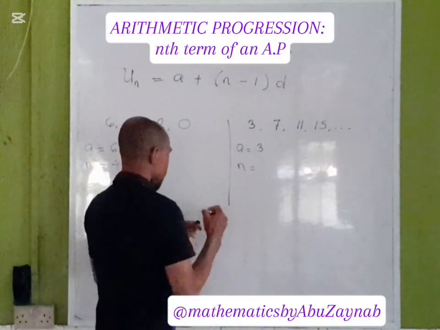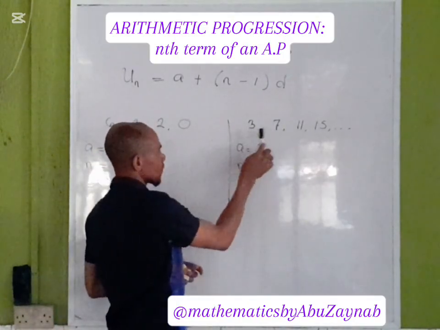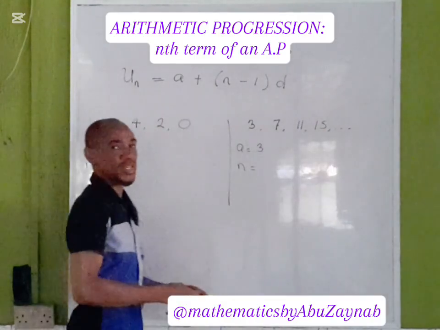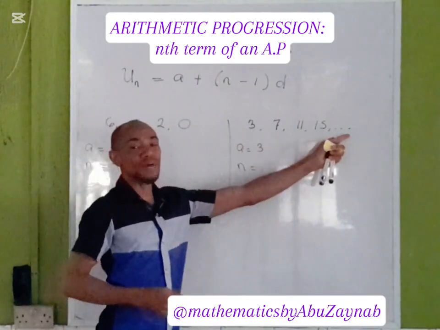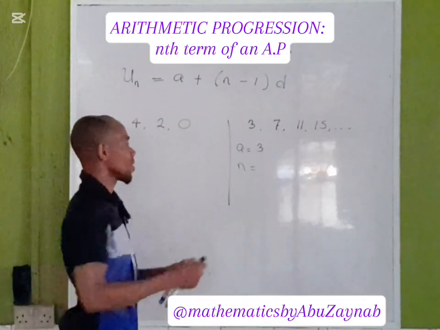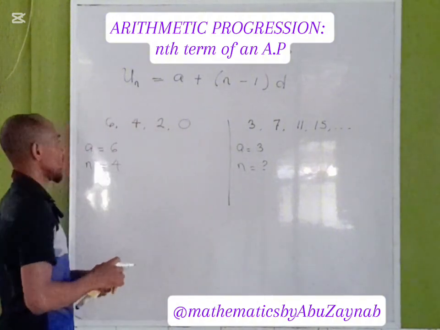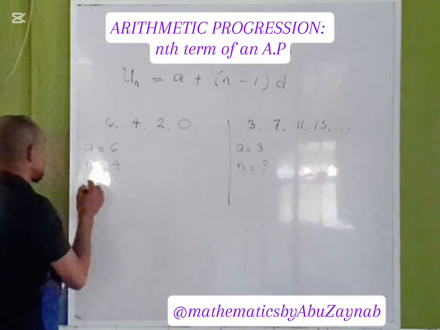Whereas here, n is not necessarily 4. We only have the first, second, third, fourth. There are still more terms that are not indicated. So we can't say definitely the number of terms here because we don't know how many terms follow 15. So here we're going to have a question mark. We don't know for certain what n is. So n basically means the number of terms in each sequence.